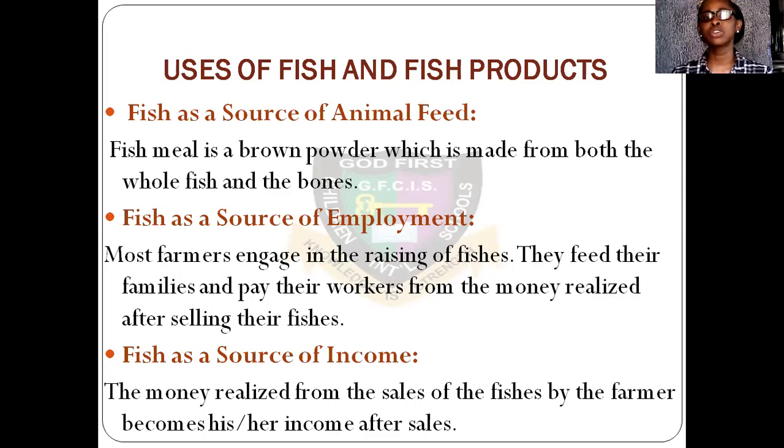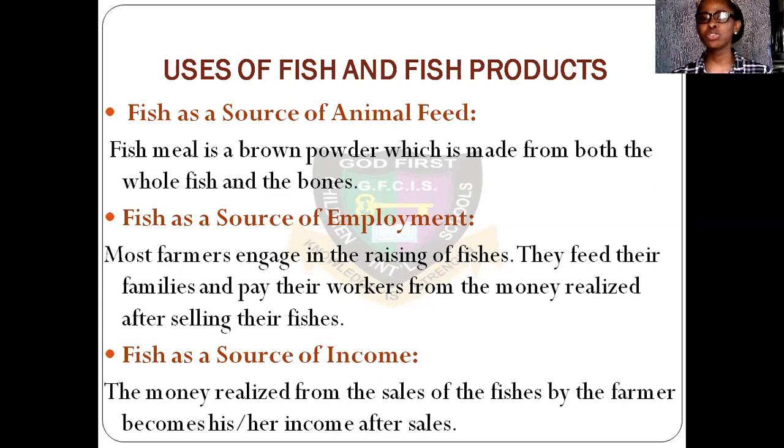And also fish is a source of income. The money realized from fish sales is a source of income, because some farmers go into the fishing business or fish farming properly, and that is what they do for a living. The income realized from it is used as their daily income.